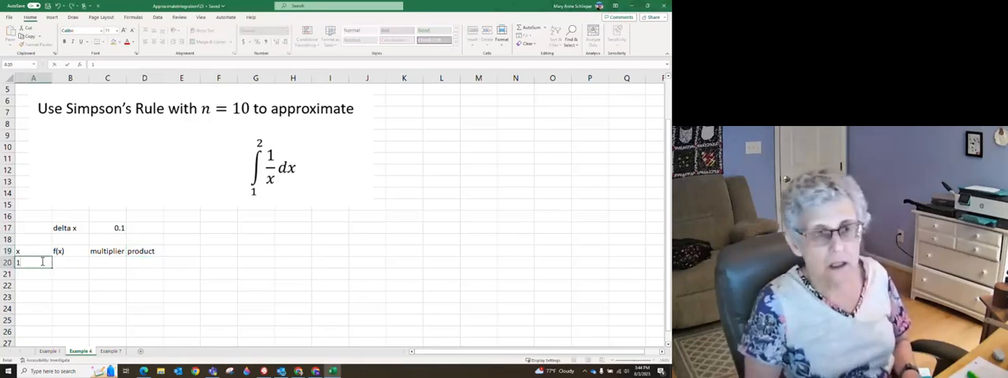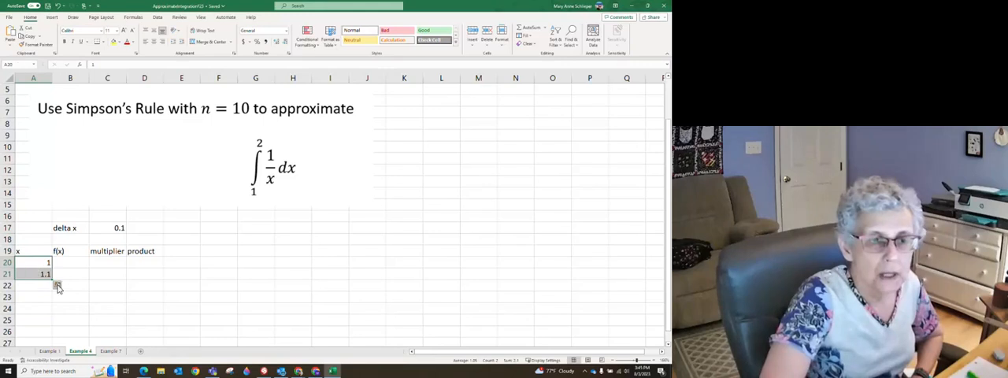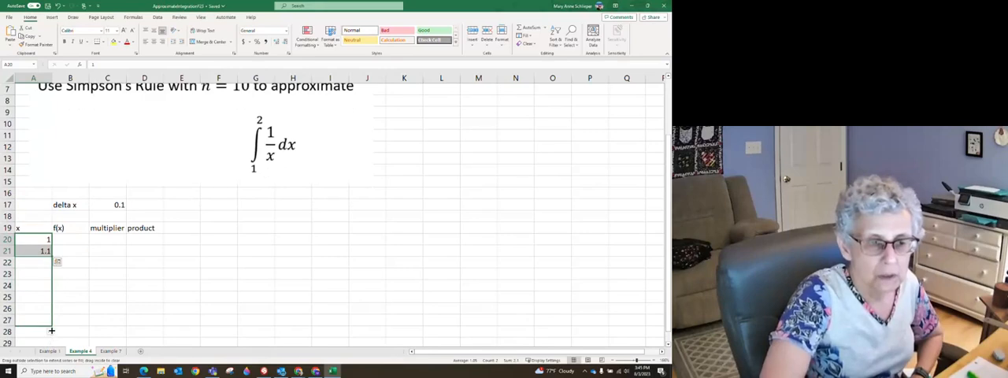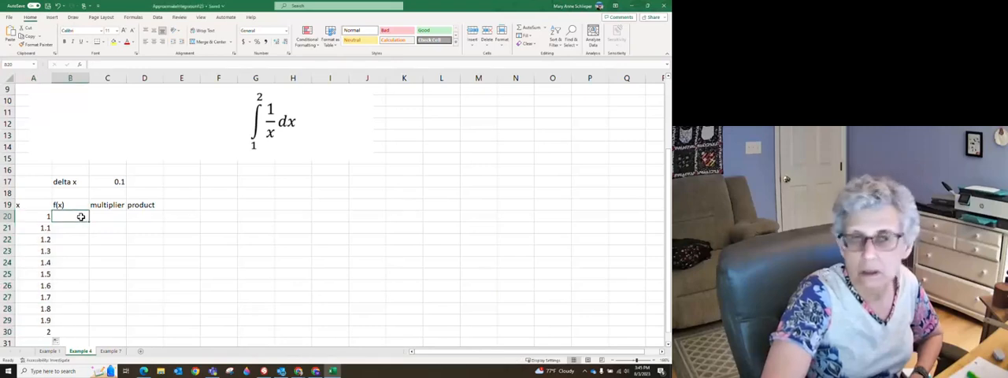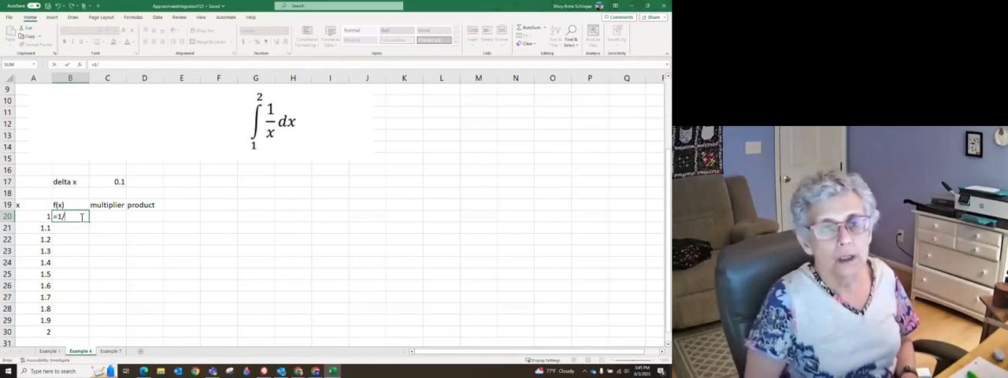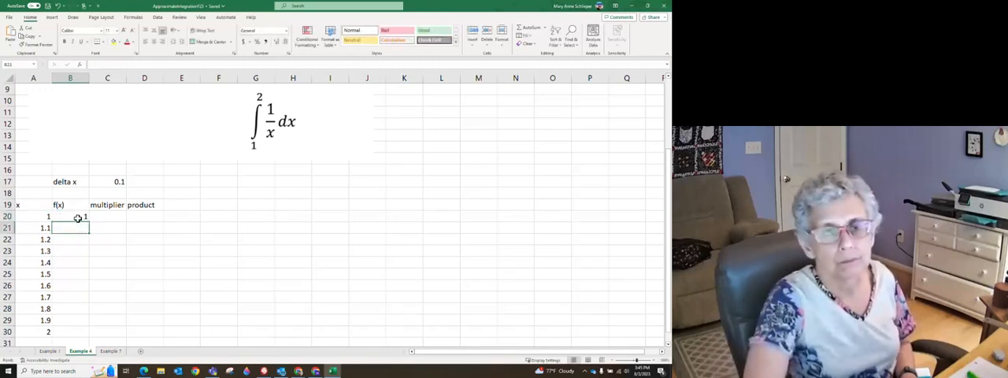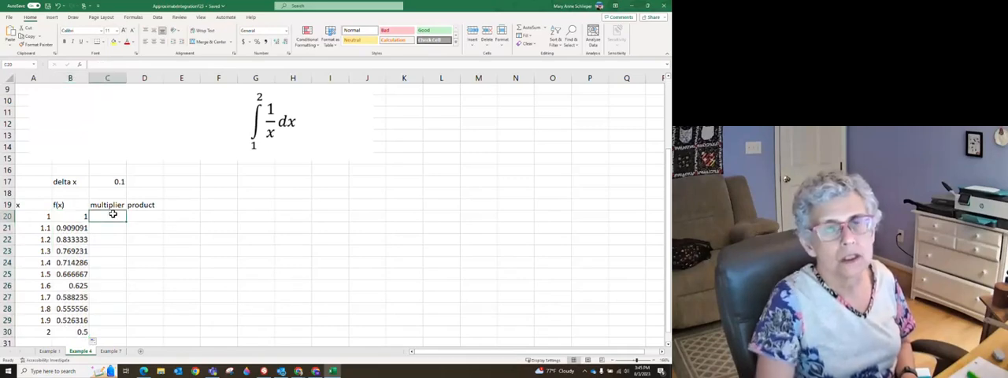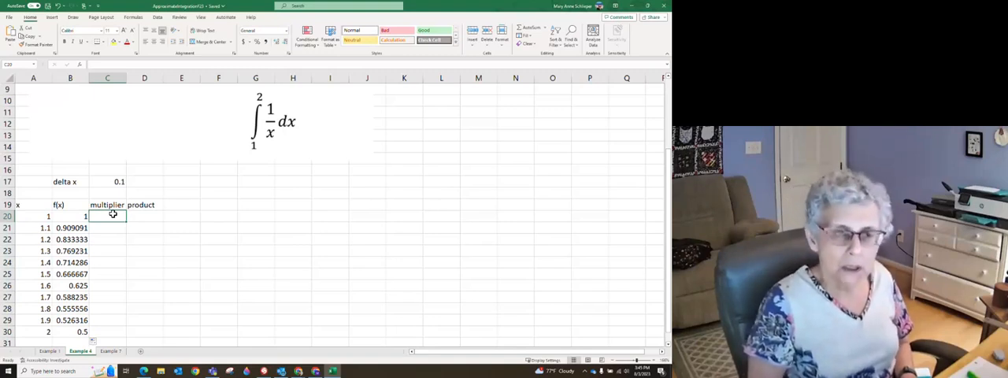So my x starts at 1. I increment by delta x, which is 0.1. And you can keep typing if you want to, but I'm pretty lazy, so I'm just going to keep going until I get to 2. Equals 1 over x. Does all that arithmetic for me. I love Excel. You should really learn to use Excel.